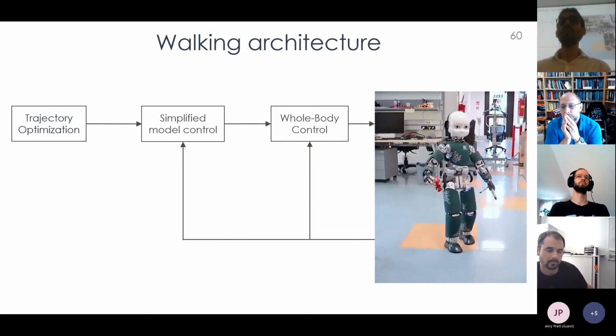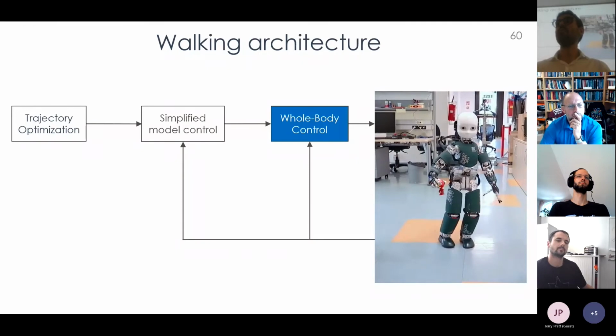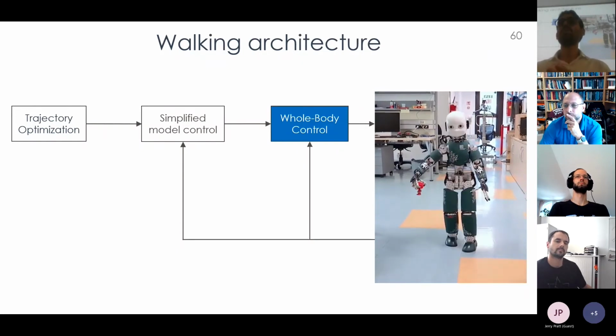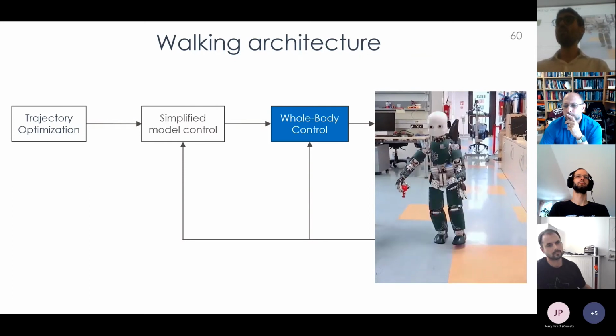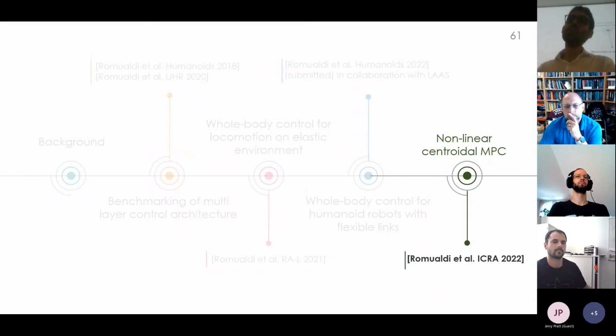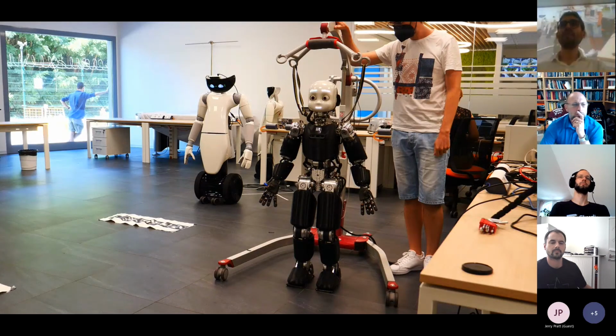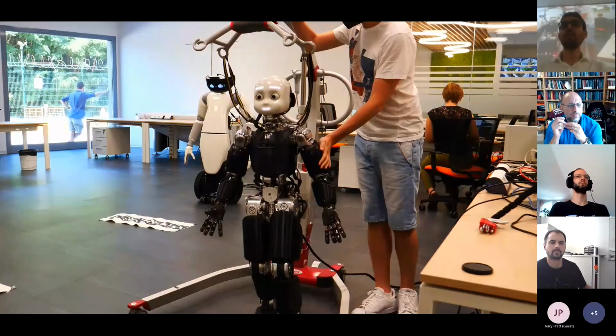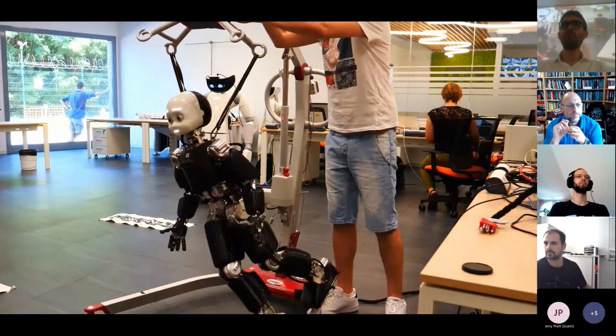From now on, we assume that we have a whole body controller able to guarantee the tracking of all the Cartesian quantities, sending, for instance, positions directly to the robot. And now we try to improve the simplified model control layer. So how to do that? Now I will present a nonlinear centroidal MPC, and this work has just been presented in the latest cycle. When a disturbance acts on the robot, it may be necessary to recompute the contact location in order to prevent the robot from falling.